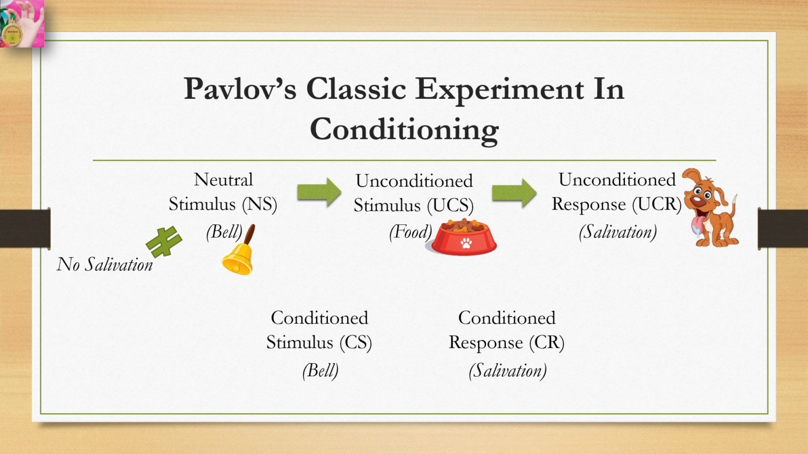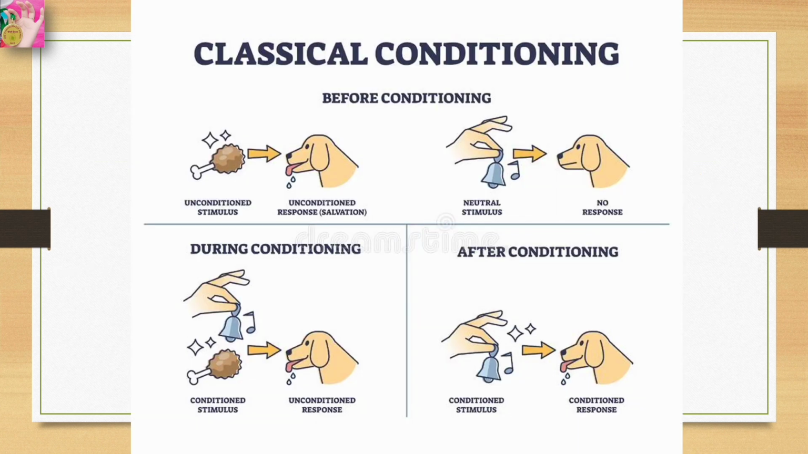And when conditioning has occurred, after several pairings of the bell with the food, the bell will begin to elicit a salivation response from the dog without any food. So this is learning, and the sound of the bell is now a conditioned stimulus, and salivation to the bell is the conditioned response. So the bell is now a conditioned stimulus, and salivation is now a conditioned response.